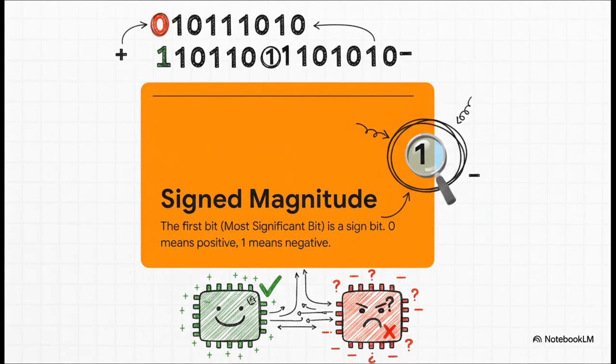Now, the first and probably most intuitive idea was something called signed magnitude. And the logic is really simple. You just take the very first bit in a binary number and you reserve it. You make it a sign bit. If that bit is a 0, the number's positive. If it's a 1, the number's negative. The rest of the bits are just the number itself. Super easy for us to read, right? But, as we're going to see, what's easy for humans isn't always the most efficient for a machine.